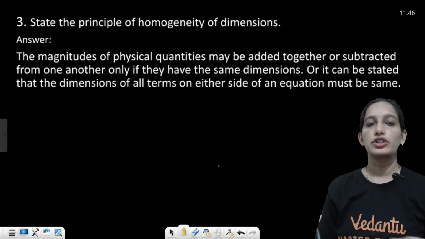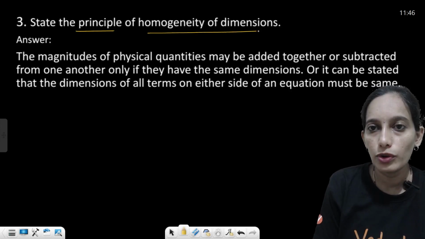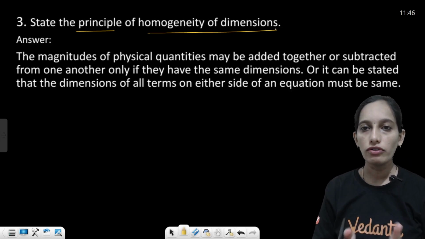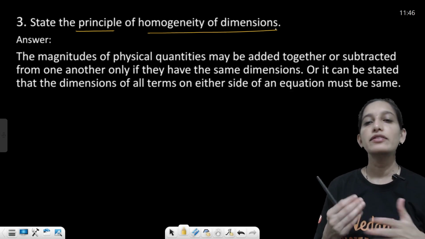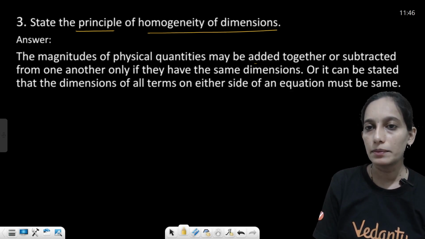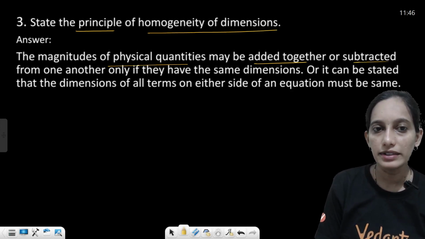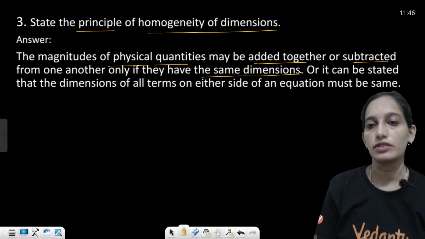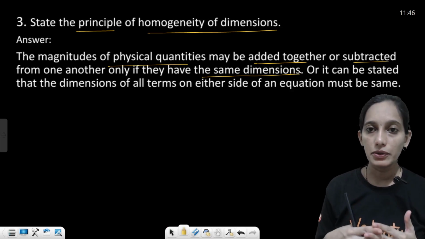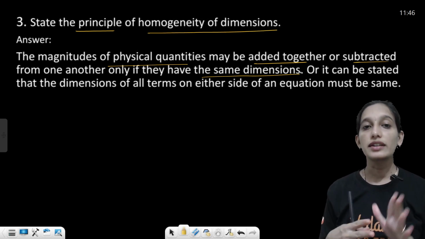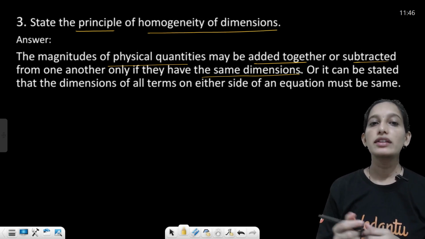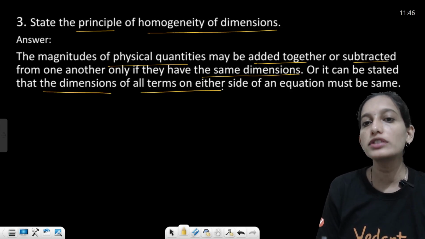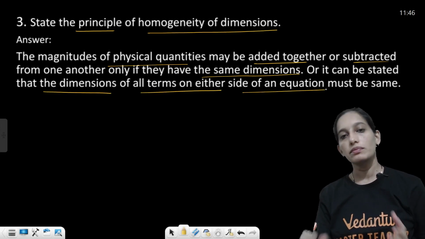Moving to the next question. State the principle of homogeneity of dimensions. In this question we have to state the principle of homogeneity of dimensions. Basically in physics, if you are adding or subtracting physical quantities, we can only add or subtract them if they have the same dimension. We can add or subtract the physical quantities which have the same dimension. That is the principle of homogeneity. Or in other words, in any equation, the dimensions of all terms on either side of the equation must be the same.